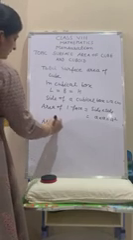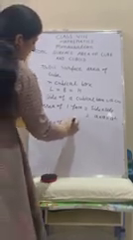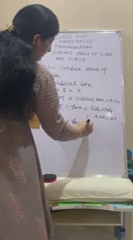When we find the areas of these 6 faces, it will be 6 multiplied by a square. It is the formula for the total surface area of a cube. Total surface area of a cube is 6a square.